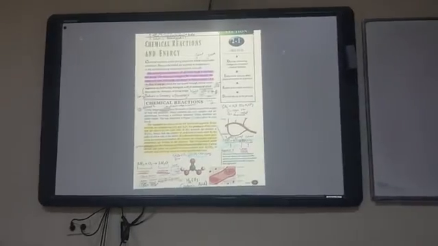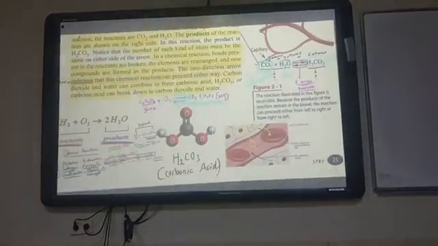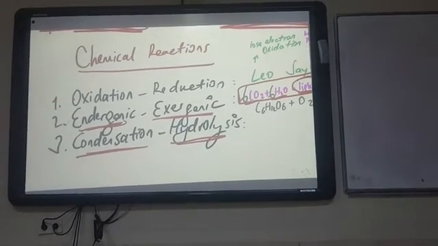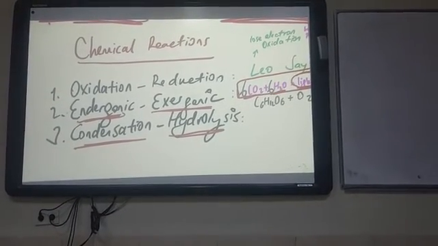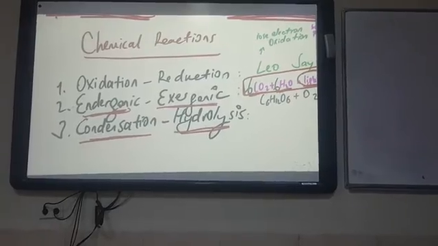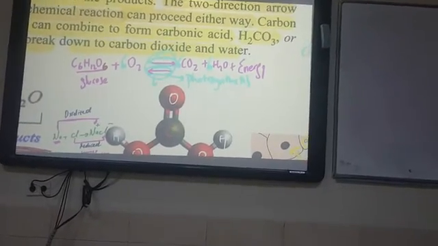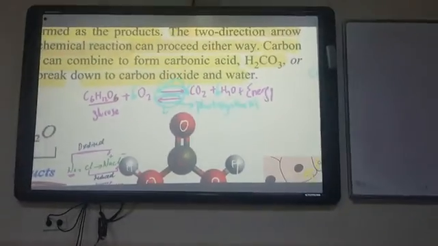Hydrolysis, condensation, and there are three reactions again. First one, oxidation, reduction; endergonic, exergonic; and last one, condensation, hydrolysis. Is it clear? Any question? No. And also, we should know what is reactant and what is product.